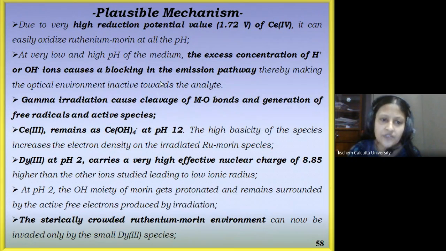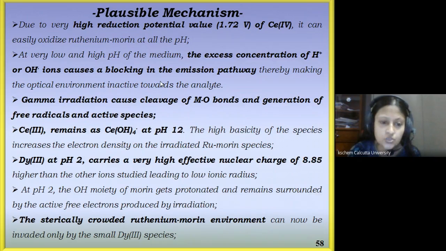At very low and high pH of the medium, the excess concentration of proton or OH⁻ causes a blocking in the emission pathway, thereby making the optical environment inactive towards the analyte. Gamma irradiation causes cleavage of M-O bonds and generation of free radicals and active species. Cerium-3 remains as Ce(OH)₄⁻ at pH 12. The high basicity of the species increases the electron density on the irradiated Ru-Morin species.